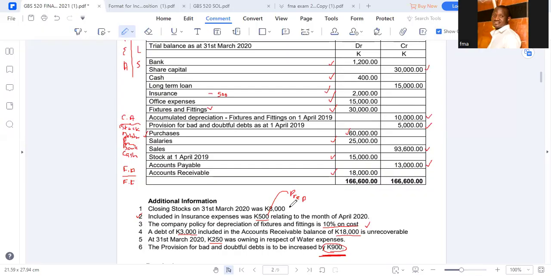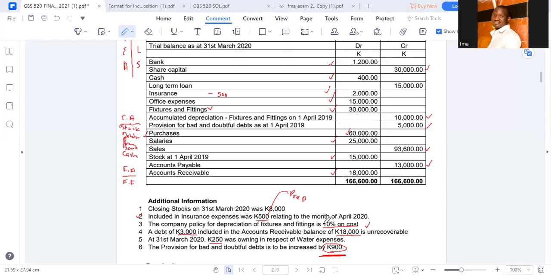The 500 is a prepayment of insurance, meaning this amount we have not enjoyed, we subtract it from the 2,000 to remain with 1,500. Adjustment number three is a depreciation calculation of 10% on cost. So the calculation that we have here, 10%, the cost is 30,000. So meaning we're going to charge 3,000 as an expense in our profit and loss account of the income statement. The same 3,000 will be added to the 10,000 as part of the accumulated depreciation in the balance sheet.